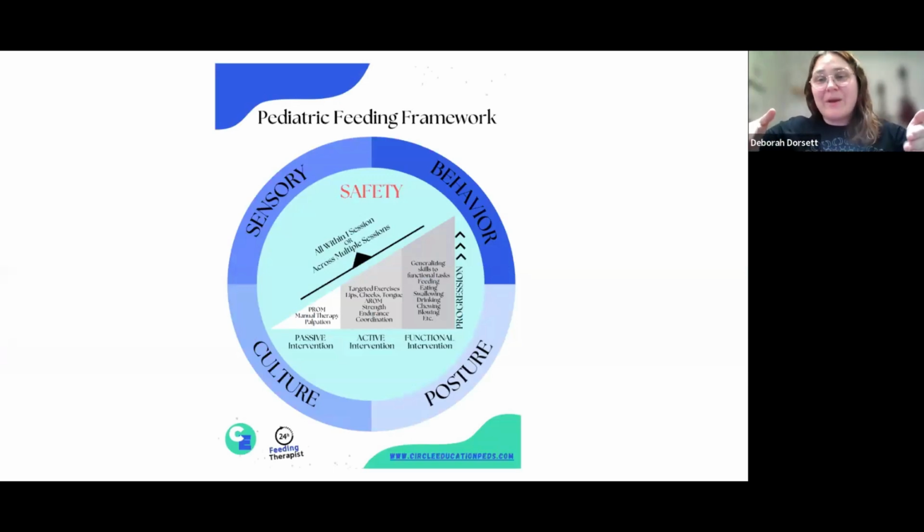Does everyone have a copy of the pediatric feeding framework? Give me a 1 if yes and a 2 if no, because this lets me know, do I need to show you where it is and get it in your hand? Okay, I'm seeing 2s. So I'm going to stop this share real quick.